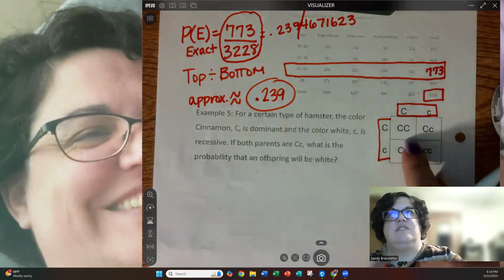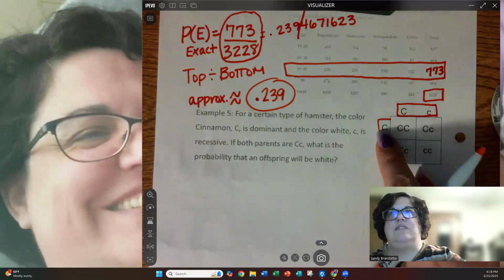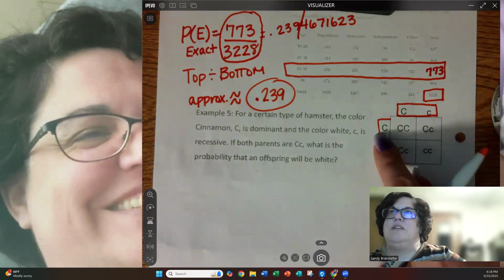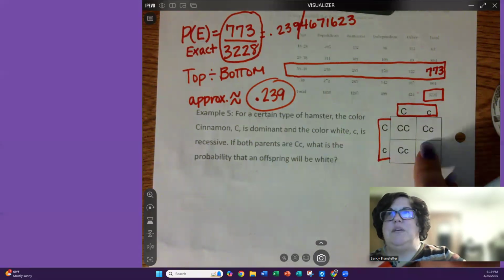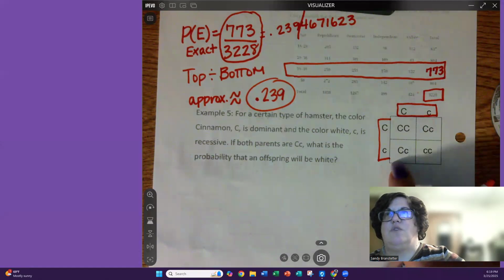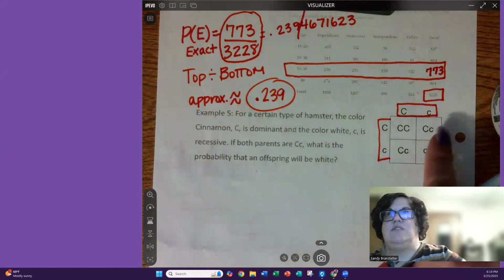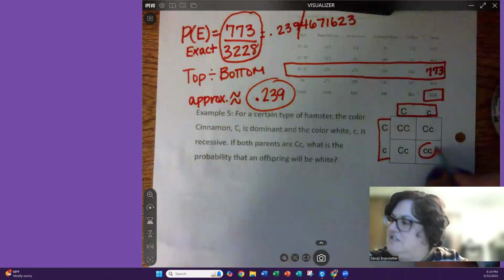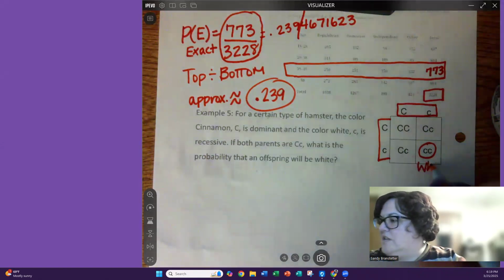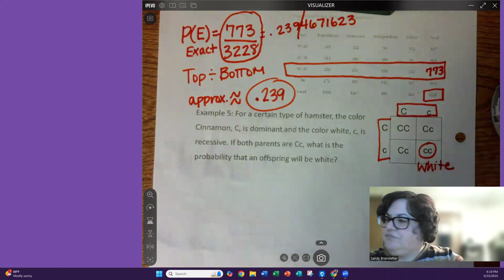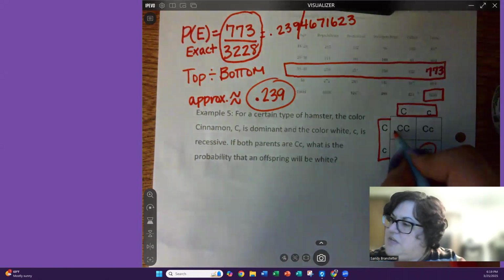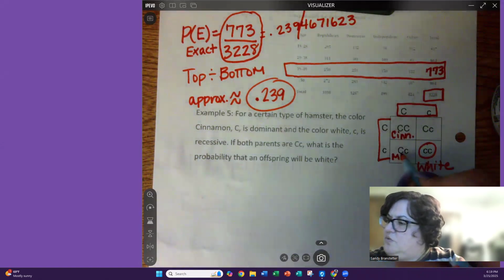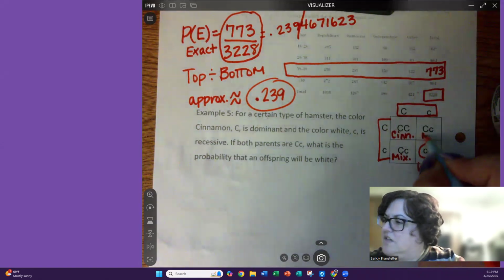And then think of this as like a multiplication. So big C times big C is big C, big C. Big C times little c would be big C, little c, and so forth. Little c times little c would be little c, little c. This is the one that is white. This would be a cinnamon colored one. And then these two would be some sort of mixed color.